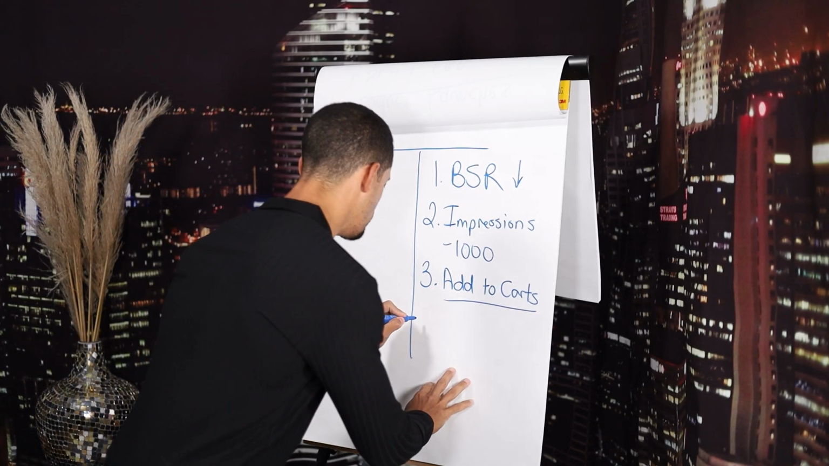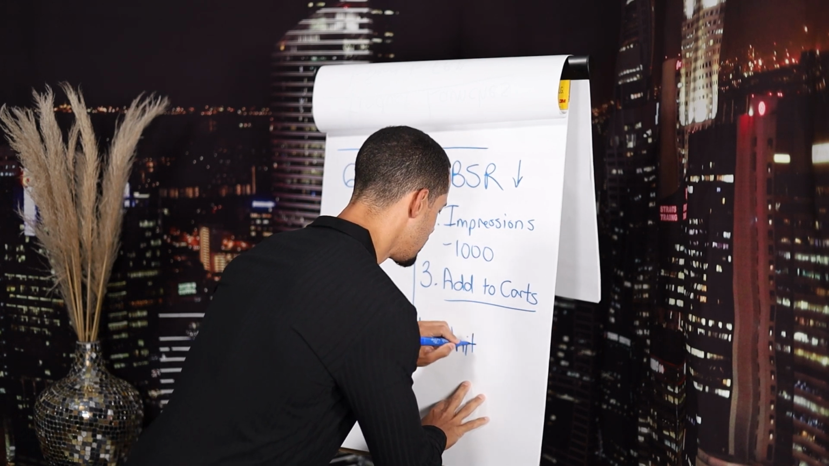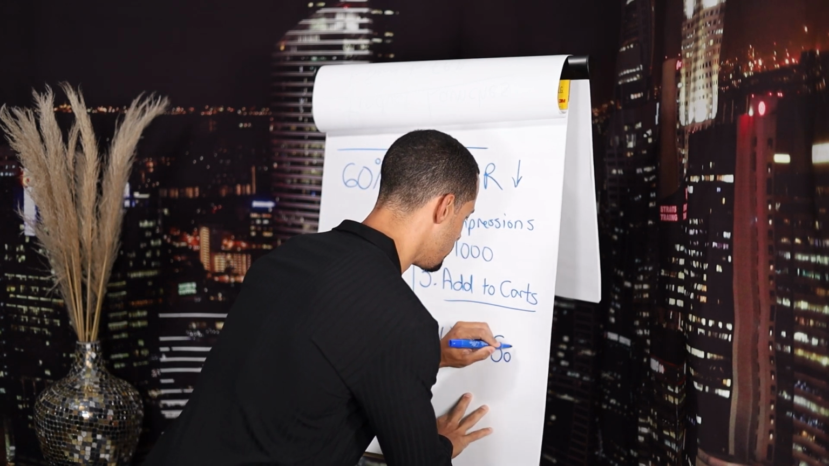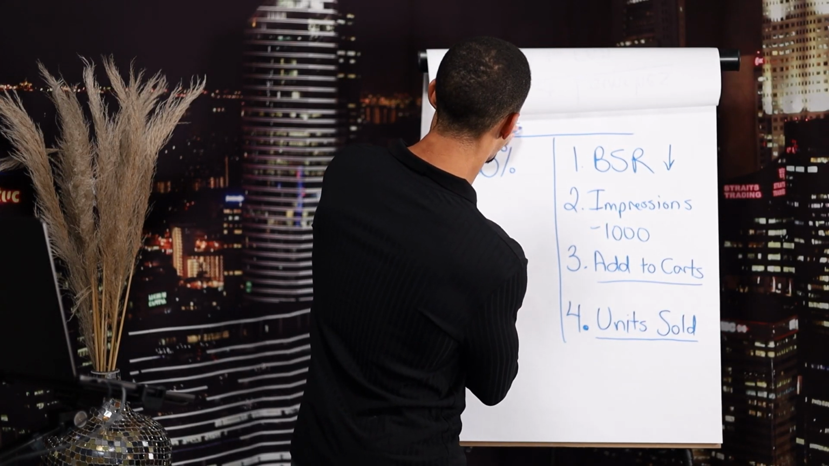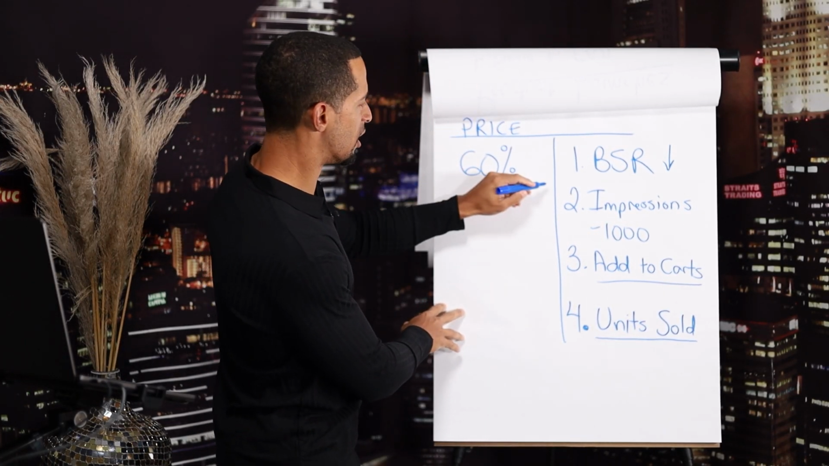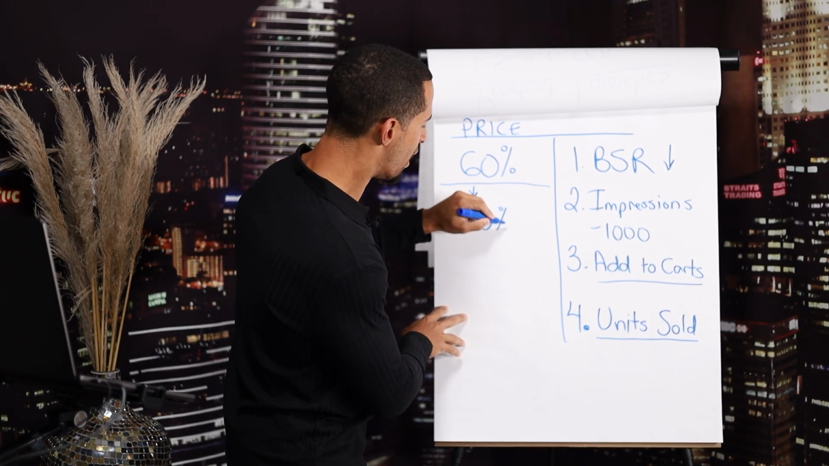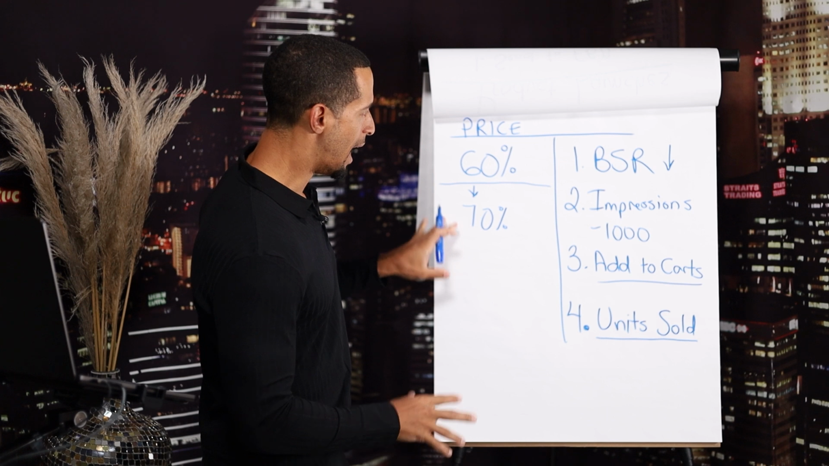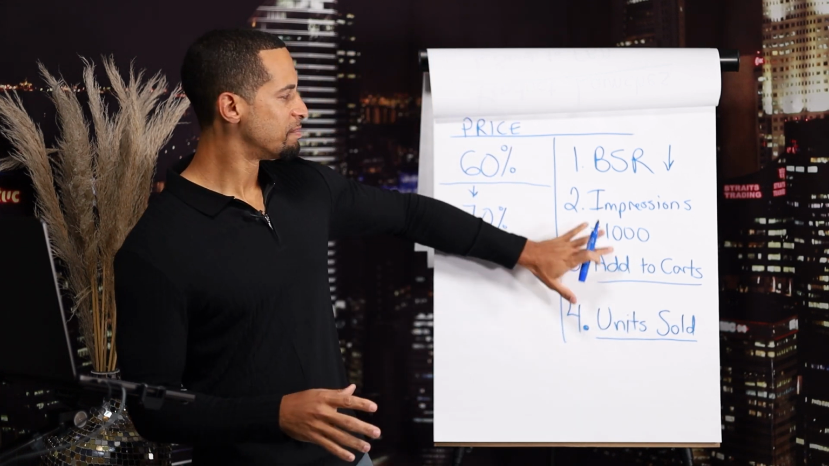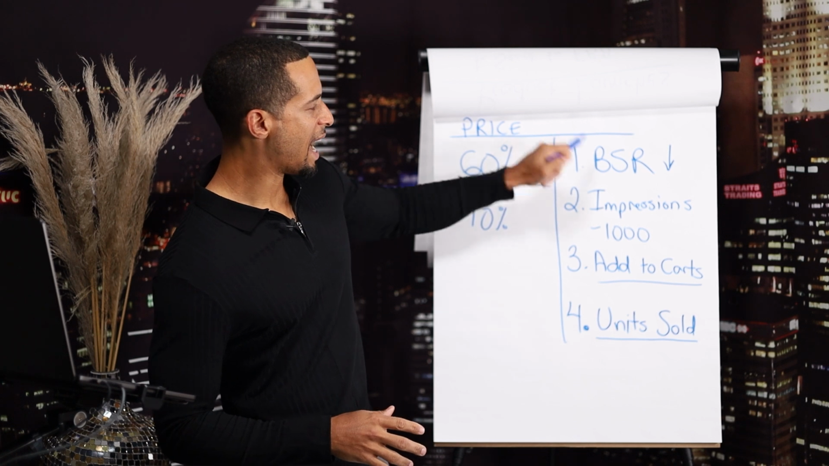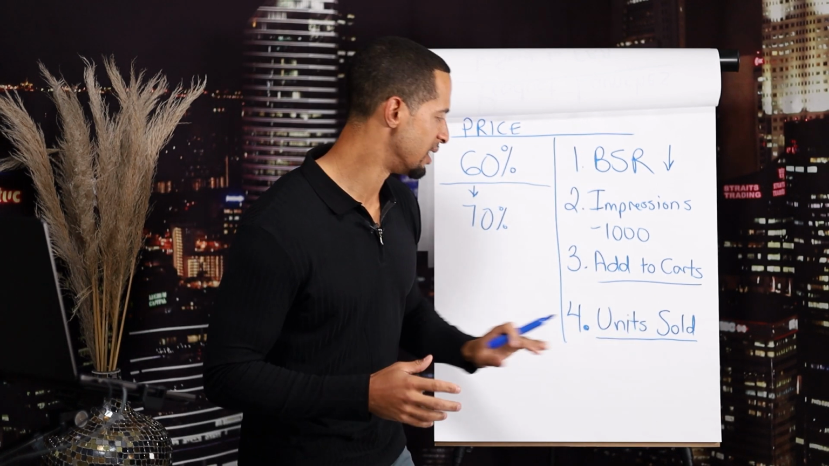Now, the fourth thing I'm looking for is what we really care about, and that is units sold. So for me to move my price from 60% of what I want to charge to the next step, which is going to be 70% of the price that one day I want to charge, I'm watching to see, are we actually selling units? Add to carts are great, impressions are great, but what's going to actually move this BSR and get us more sales is actually selling units.